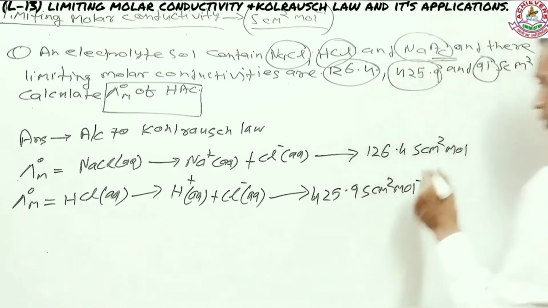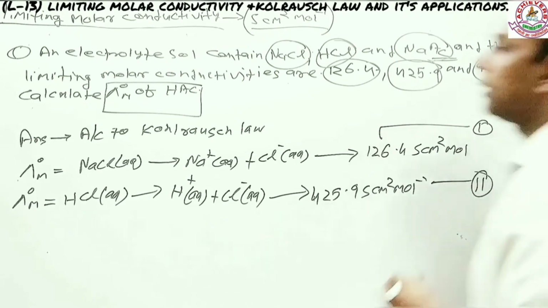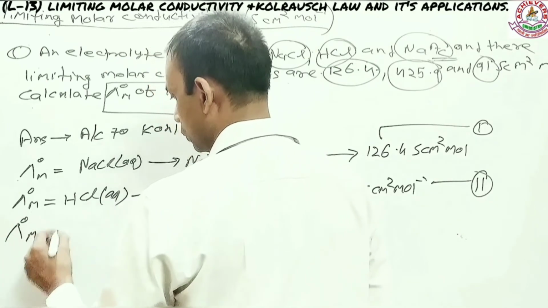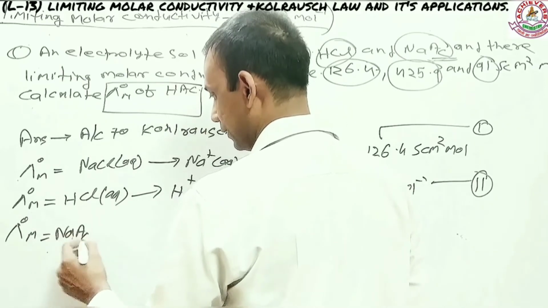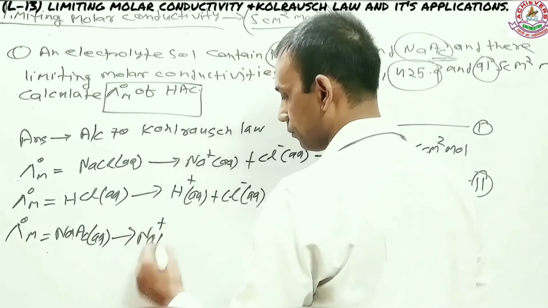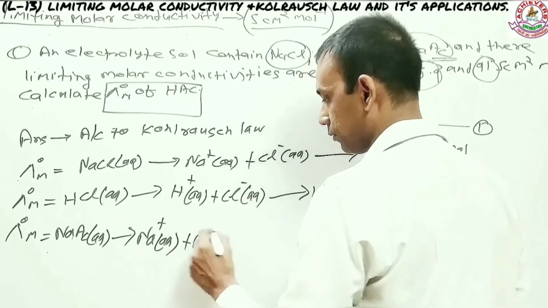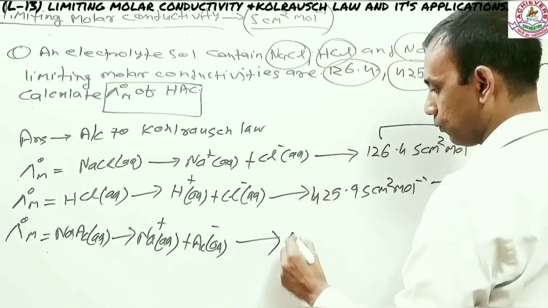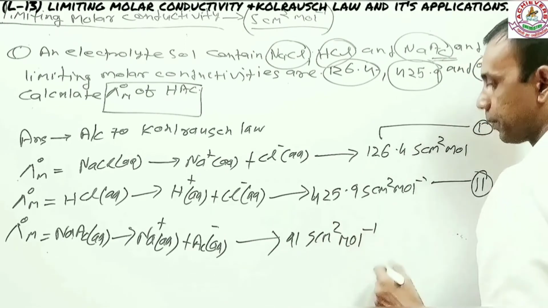Then what you need to do is make this equation 1, make this one 2, and similarly I'll make a third equation, and that goes for sodium acetate. This will also produce two ions, one sodium and the other acetate ion, and these two have a conductivity of 91 Siemens centimeter square per mole. Make this equation 3.